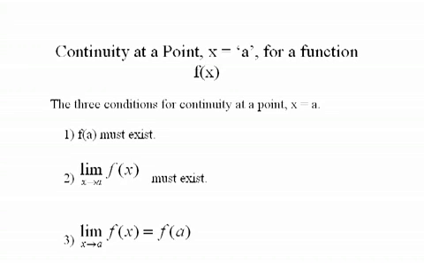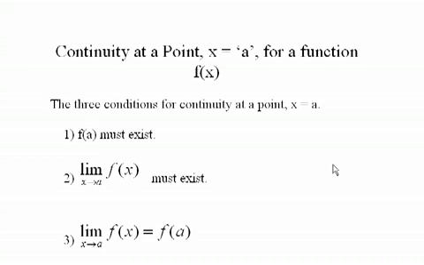Continuity at a point x equals a for a function f of x. Well, I think we have an intuitive idea of what it means to be continuous, or what it means when we have a continuous function. If we're graphing a function and we have to lift our pencil up at a certain point, then we know that there's a break there, and we have a point of discontinuity. That's our intuitive idea of what it means to be discontinuous at a certain point.